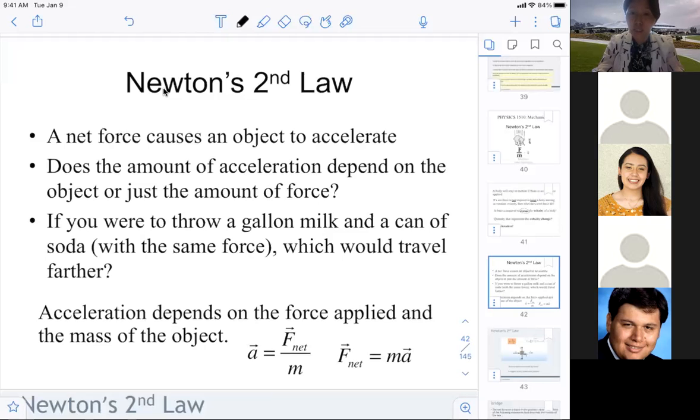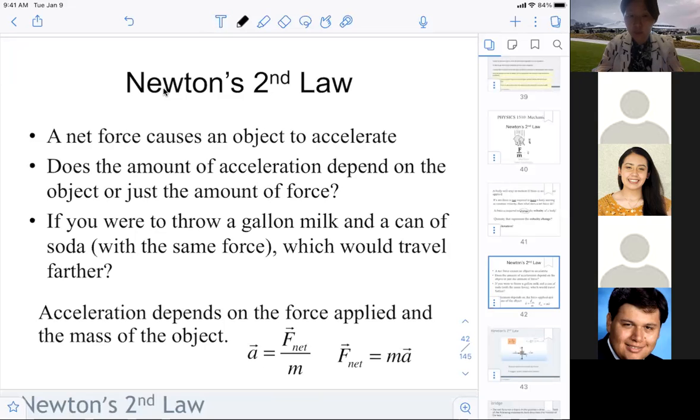This is based on experiments, and the relationship was also found through experiment. But we do have some really good intuition on this that we can build upon. For example, we know that a net force causes an object to accelerate. Does the amount of acceleration depend on what object you're talking about, or on how much force you're exerting? I think we all agree it depends on both, right? So let's say you have a fixed object and you want a bigger acceleration, then you would apply a bigger force, right? That's for the same object.